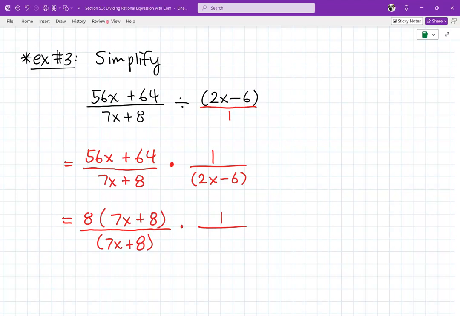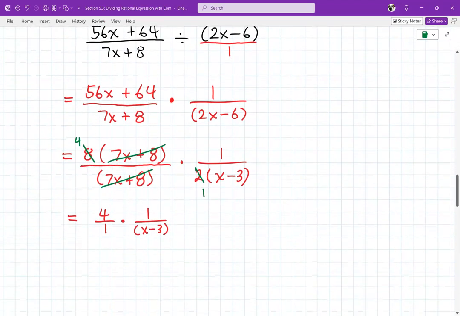Times 1 over 2x minus 6. I can take out a 2. So 2 times x minus 3. All right. I can cancel out 7x plus 8. Right? What else can I do? There's one more thing I can do. The 8 and the 2. 2 goes into itself 1, into 8 4 times. So let me rewrite. There's going to be 4 over 1 times 1 over x minus 3.